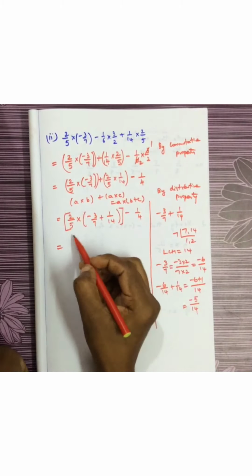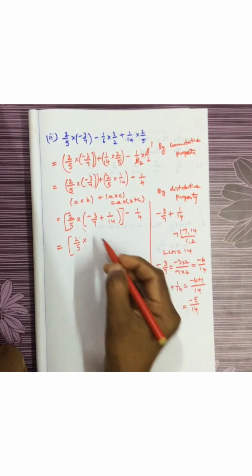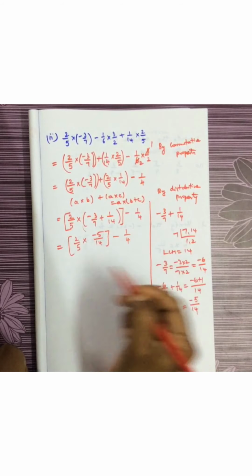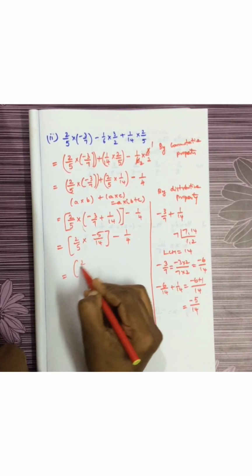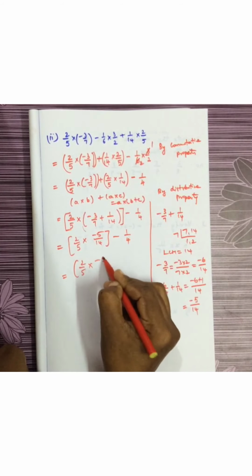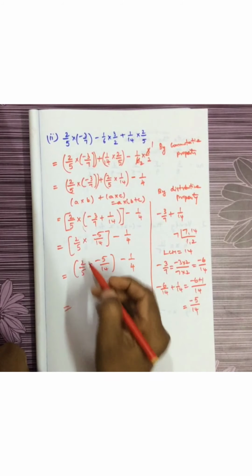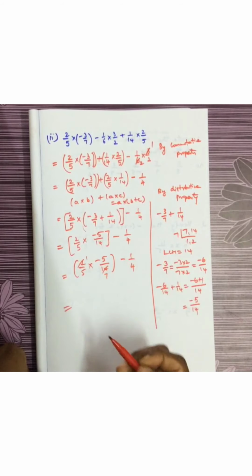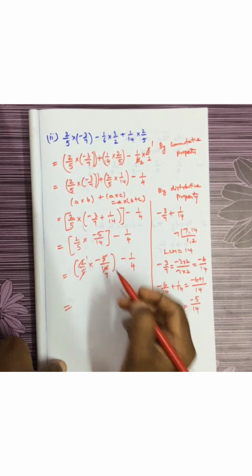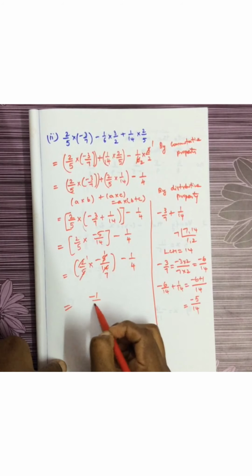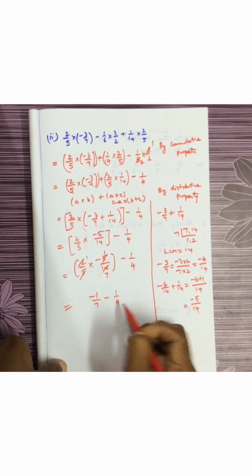So here 2 by 5 multiplied by, instead of this we have solved and got it as minus 5 by 14 minus 1 by 4. That is equal to 2 by 5 multiplied by minus 5 by 14 minus 1 by 4. So 2 1s are 2, 2 7s are 14, 5 5s get cancelled. Here is a minus 1 here. So here is minus 1 by 7 minus 1 by 4.